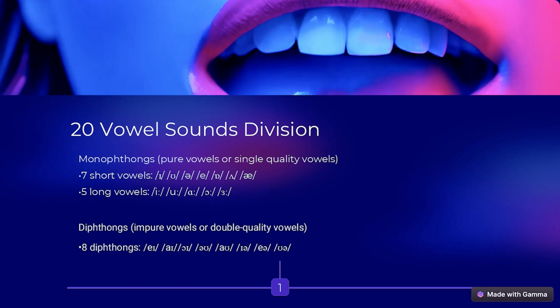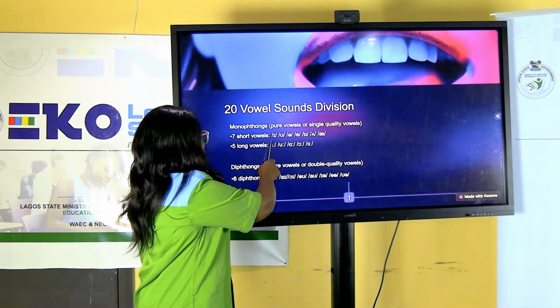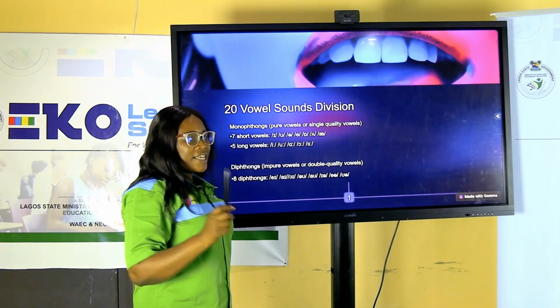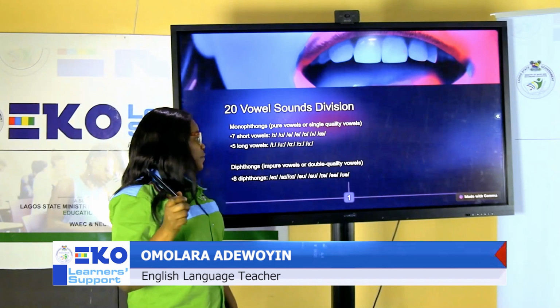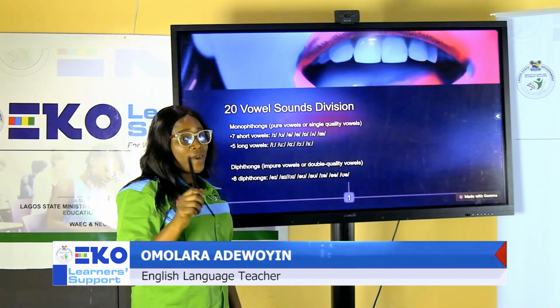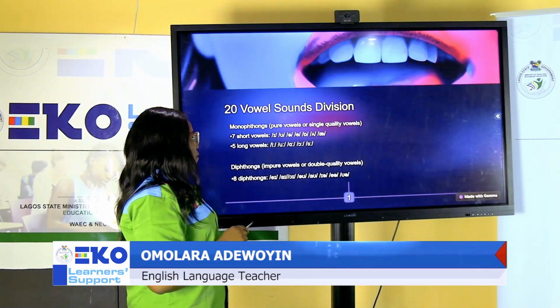Can we try to articulate these sounds? The 7 monophthongs. I. Please say it after me. Remember, practice makes perfect and repetition brings retention. So when I say it, you say it after me.